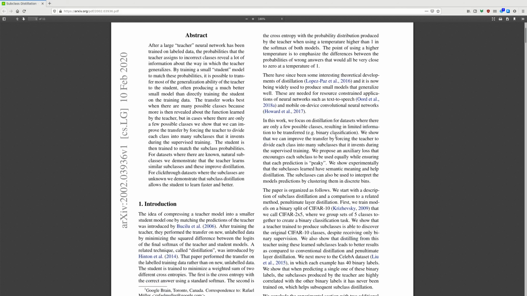Okay, in this work we focus on distillation for datasets that have only a few possible classes, resulting in limited information to be transferred. We show that we can improve the transfer by forcing the teacher to divide each class into many subclasses that it invents during supervised training. We propose an auxiliary loss that encourages each subclass to be equally used while ensuring that each prediction is peaky. We show experimentally that the subclasses learned have semantic meaning and help distillation. The subclasses can also be used to interpret the model's predictions by clustering them into discrete bins.